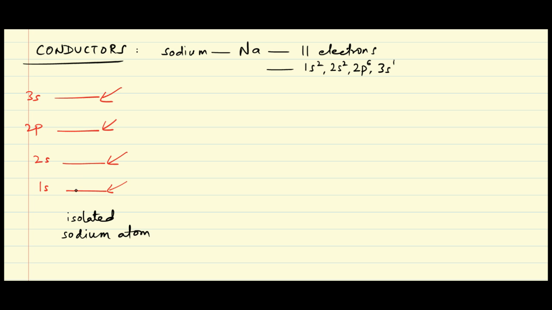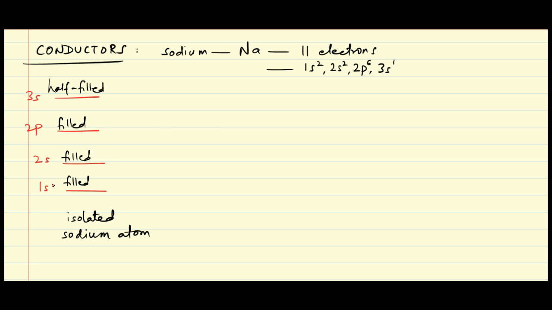So what that essentially means is that the first 3 energy levels are completely filled, whereas the last, the 3s energy level, is half filled. Remember, the 3s orbital can accommodate 2 electrons, and in sodium there is only one 3s electron. So that makes the 3s energy level half filled. Now consider what happens when millions and millions of sodium atoms combine and form a sodium crystal.